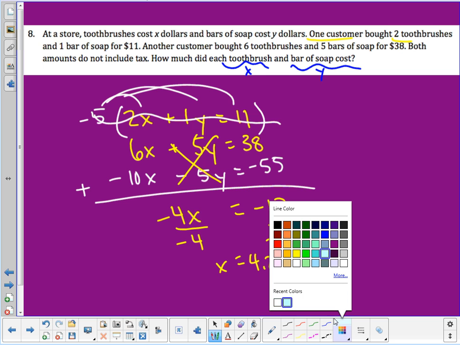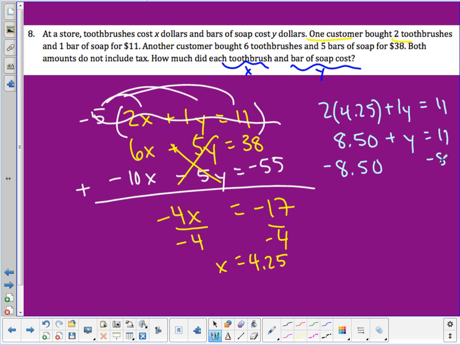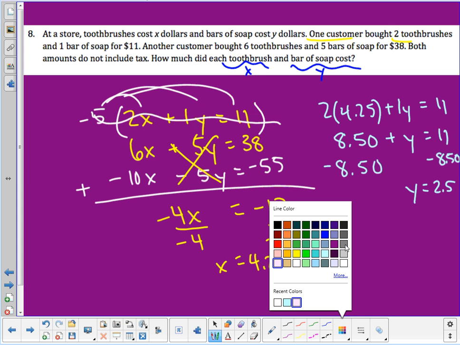Then I've got to plug it back in and find the cost of the bars of soap. I'll just use that original top equation. I have 2 times 4.25 plus 1y is equal to 11. 2 times 4.25 is 8.50 plus y is equal to 11. We don't need to write that 1. It doesn't make any difference there. So subtract the 8.50. And then I have y is equal to $2.50.